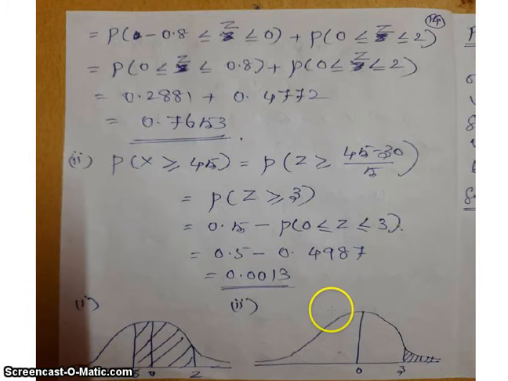Directly you cannot calculate this. The 50% area is 0.5. So 0.5 minus this portion, the empty portion area, so 0.5 minus P of 0 to 3. You can get that area from the table value, which is 0.4987. If you deduct this, you will get the area above the z value of 3. So z value greater than 3 is 0.0013. So this is how you have to calculate.